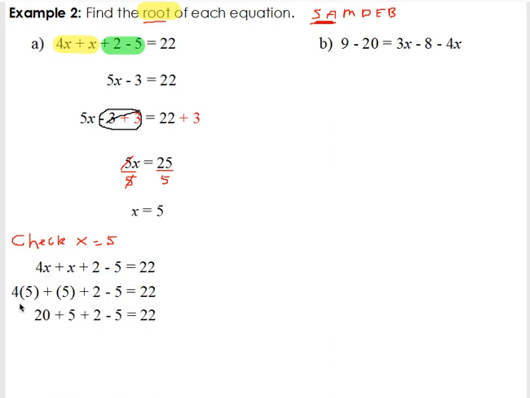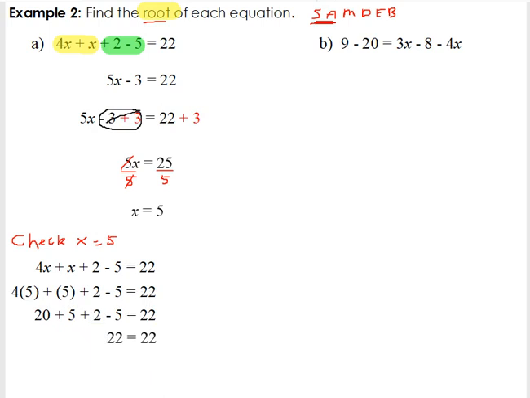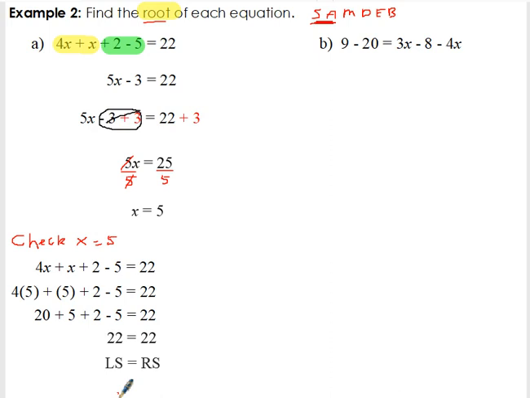So we have 20 plus 5 plus 2 minus 5. Does that equal -22? And sure enough, it does. So we say here, yes, the left side equals the right side. We can give ourselves a big check mark and say, yeah, we're good at this. We are really good. I'll give you a moment to write that down.